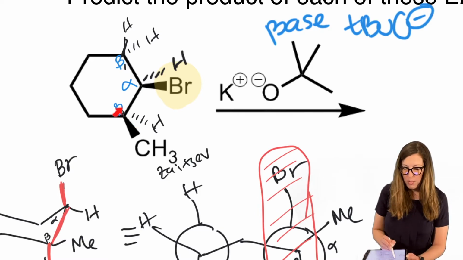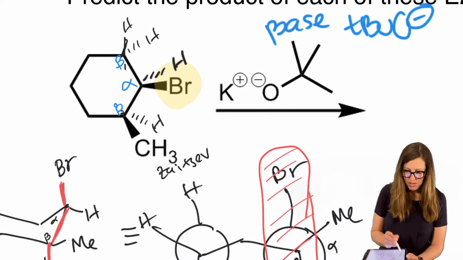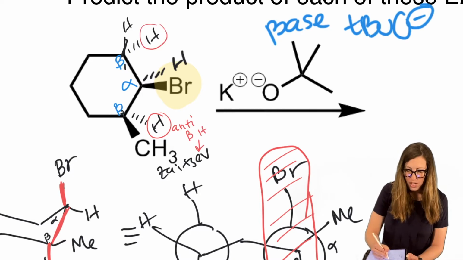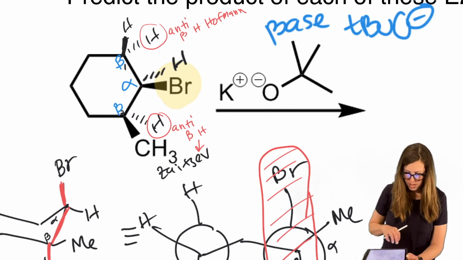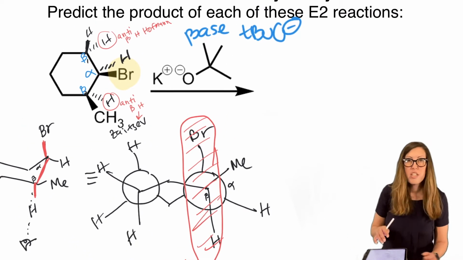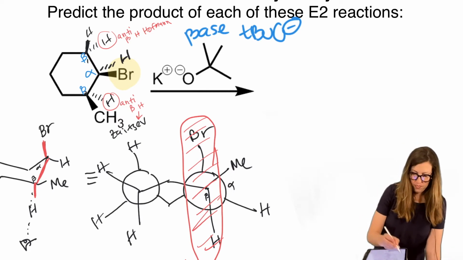So as long as you find a beta H on a dash, then that is the one you're allowed to take off. Okay, so here's our anti beta H for Zaitsev. If you want to do the Hofmann product, that would be the minor product. This is anti beta H Hofmann. You cannot use the wedged one. It's not anti. And it would not rotate to be anti because we're in a ring. Those relationships stay the same, right? So that's the difference with the ring system, is you can't change their relative orientation.